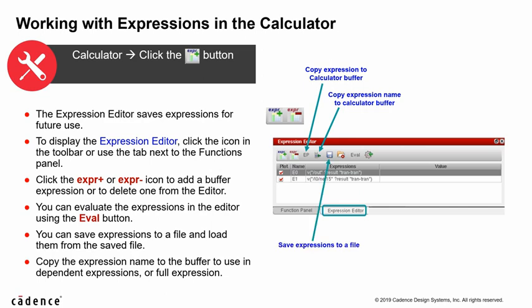Following that, we have the button to save expressions to a file and another button to open and restore expressions from a saved file. You can evaluate the expressions in the editor using the eval button, and clicking on the last button will send the buffer expression to the AD output section.